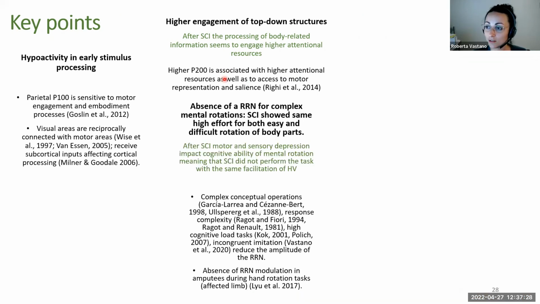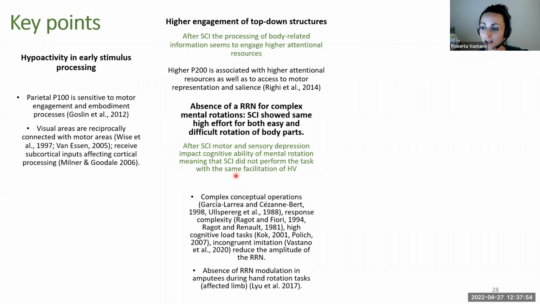Then we found an absence of the rotation-related negativity for complex mental rotation. So spinal cord injury showed this; basically, we believe that they performed the task with the same high effort. So both easy and difficult rotation were perhaps perceived by them as being difficult. The rotation-related negativity, once again, is related to complex stimuli.